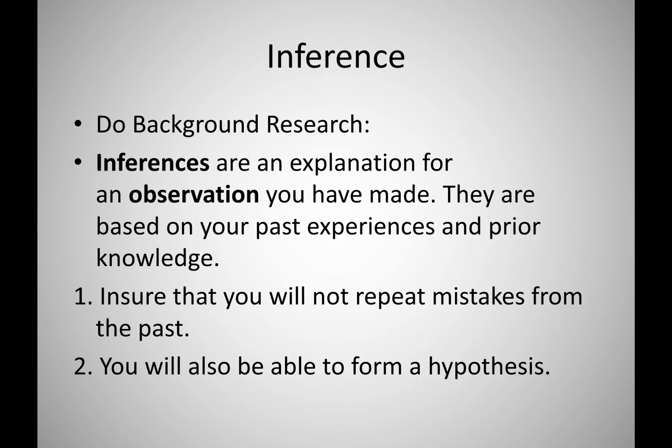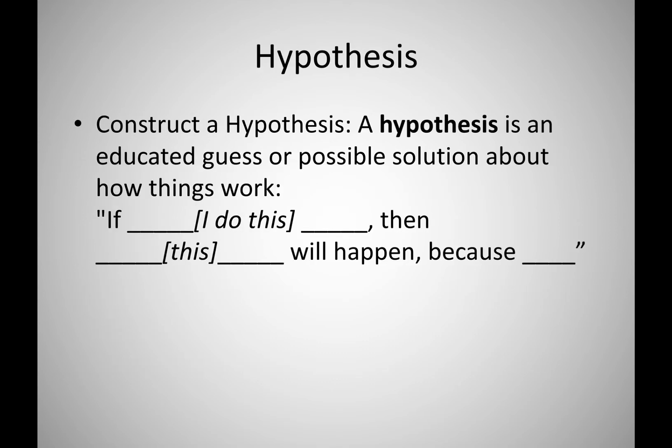An inference. You do background research. Inferences are explanations for an observation you have made. They're based on your past experiences and prior knowledge, like an educated guess. One, you want to ensure that you're not repeating mistakes from the past. And two, you'll be able to form a reasonable hypothesis. A hypothesis is a statement: if I do this, then this will happen because.